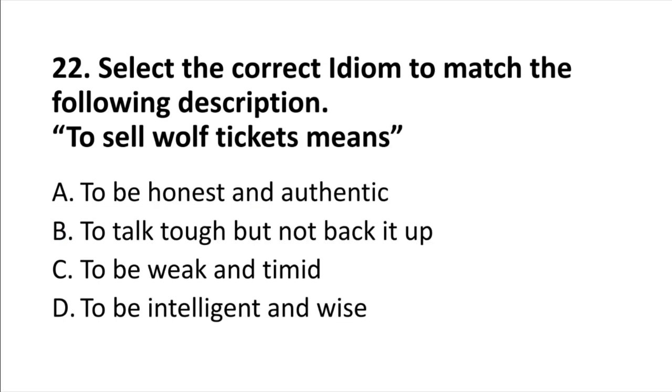MCQ number 22. Select the correct idiom to match the following description. To sell wolf ticket means option A, to be honest and authentic. Option B, to talk tough but not back it up. Option C, to be weak and timid. Option D, to be intelligent and wise. And the correct one is option B.